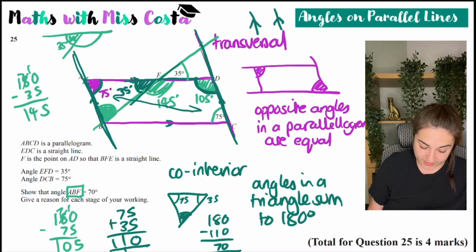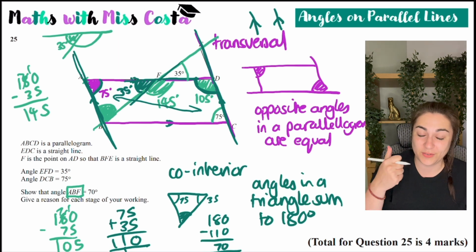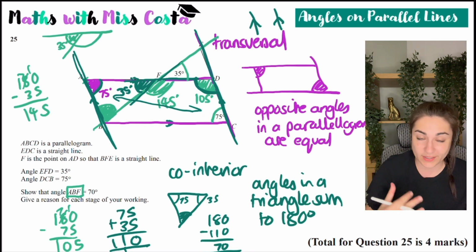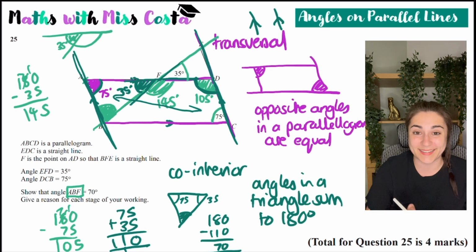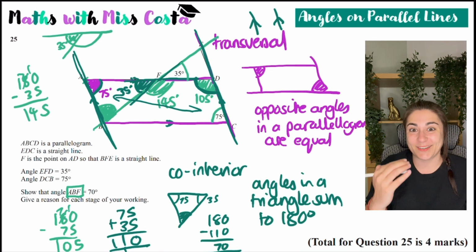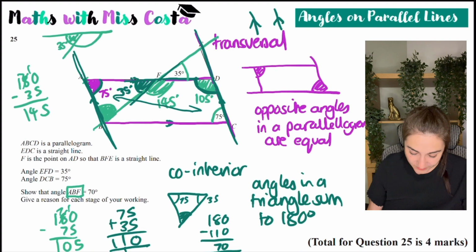So all of that working you need to write the reasons. So even the basic ones like angles on a straight line add up to 180. Any reason that you use in order to work out the missing angle, just write it down, because for angle reasoning, it's the reasons that they're looking for. So that's how we show that this would be 70 degrees. The final bit is angles in a triangle.